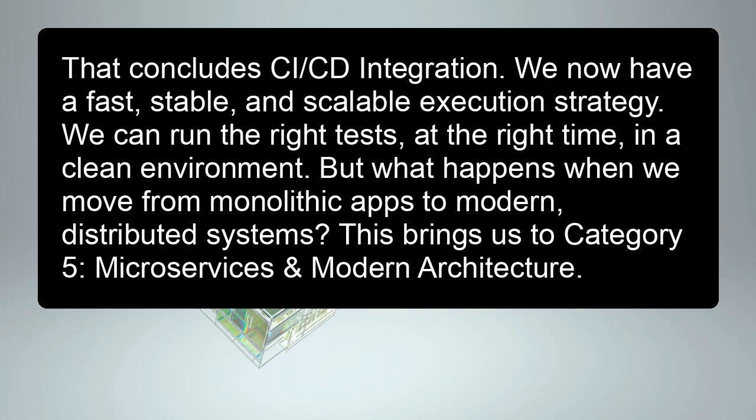But what happens when we move from monolithic apps to modern, distributed systems? This brings us to Category 5, microservices and modern architecture.